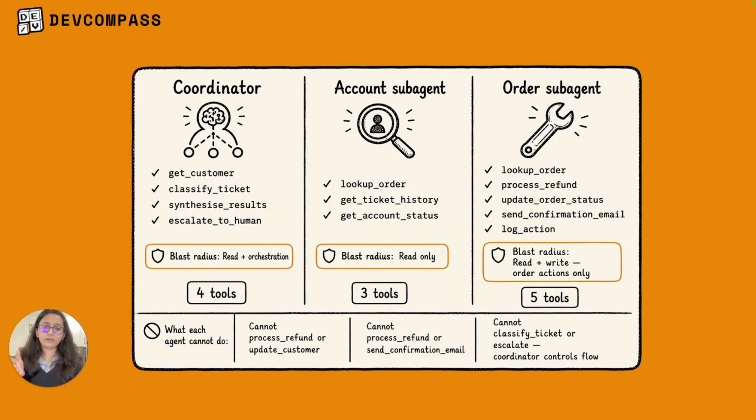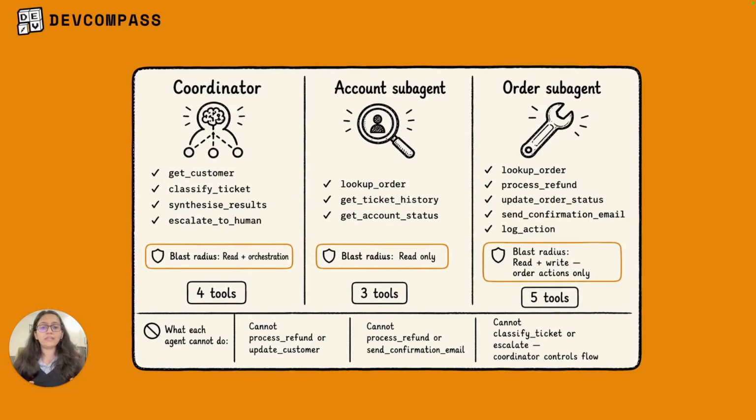Left is the coordinator. Its job is to receive the customer query, decide what is needed, spawn sub-agents, and synthesize results. We have heard these terms before. I hope you remember. It needs tools that let it understand the customer and manage the conversation. Get customer, classify tickets, synthesize results, escalate to human. 4 tools is what it has, all read or orchestration. Okay, no write operations, no payment tools.